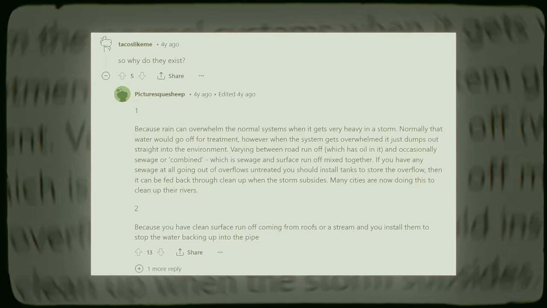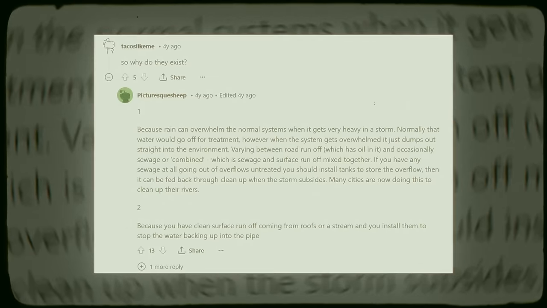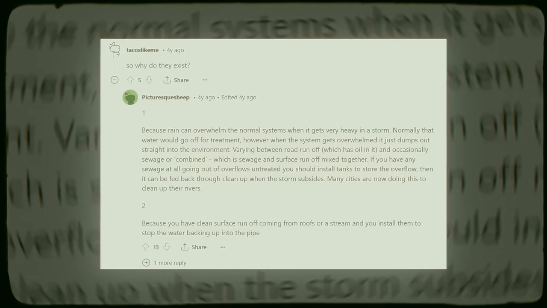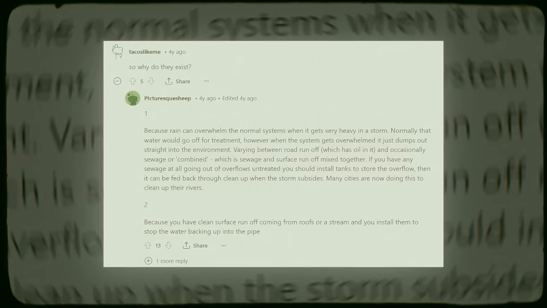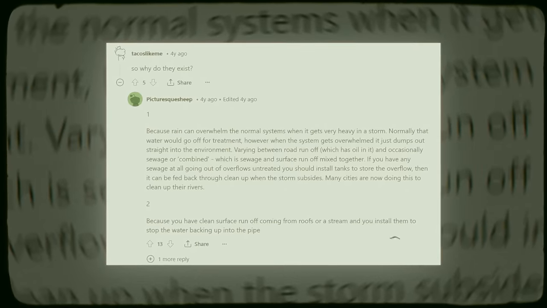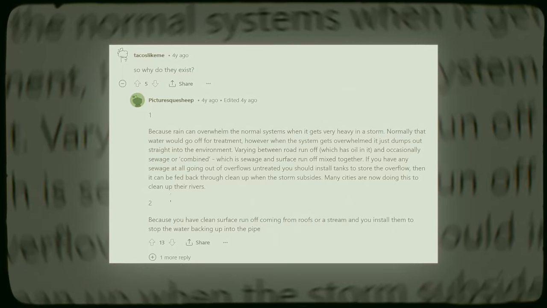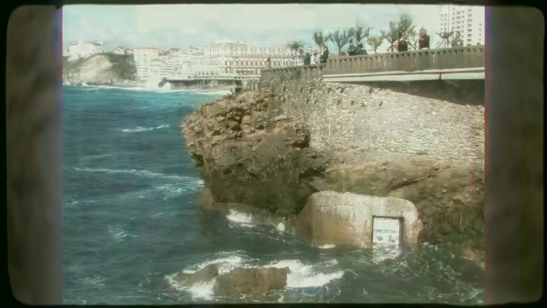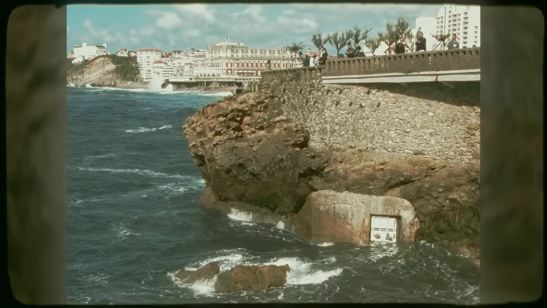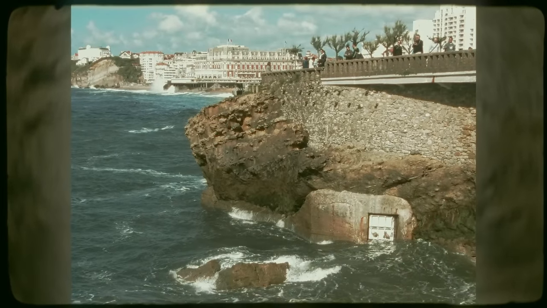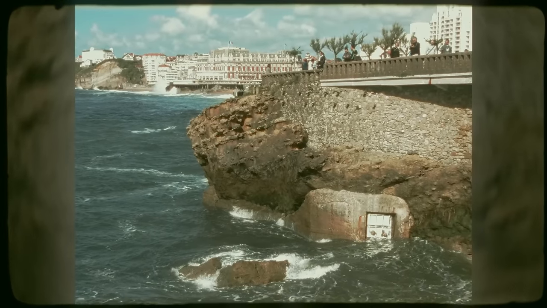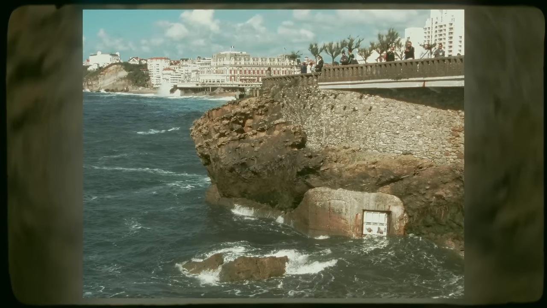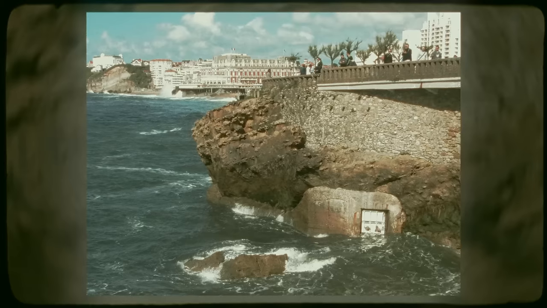He explained that rain can overwhelm normal drainage systems, especially when there's a heavy storm. Generally, the water goes off for treatment, but when it gets overwhelmed, it just dumps back into the environment, where it varies between road runoff containing oil or sewage, and sometimes a combination of both. He furthers that if there's any sewage going out of overflows untreated, then tanks should be installed to store this overflow. The water collected there can then be fed back through cleanup when the heavy rains subside.